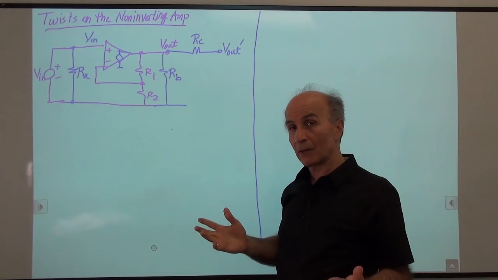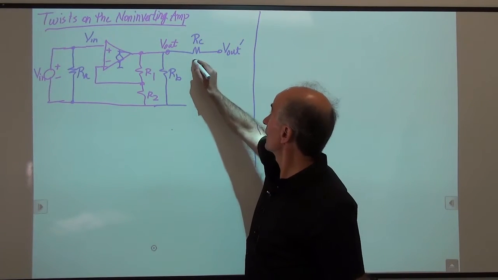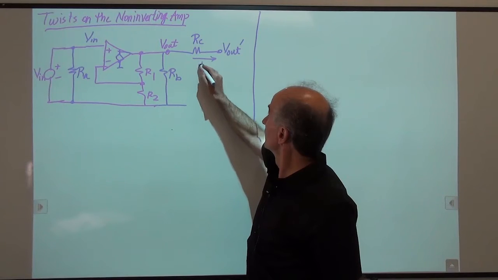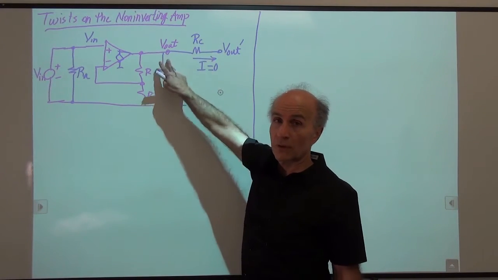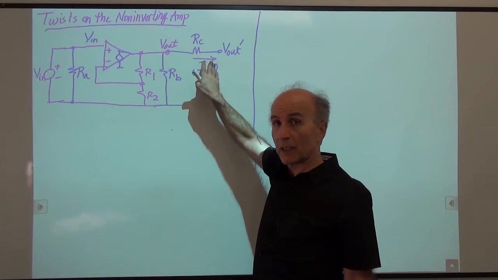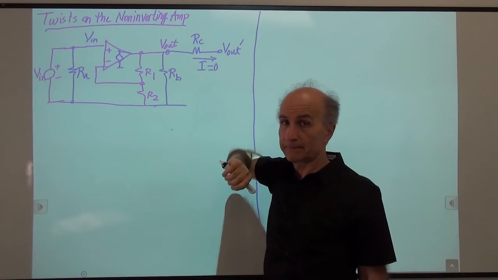It's the same thing as V out. Why? Because there's no current this way, right? So this current is 0. If this current is 0, this voltage drop is 0, so these two voltages are equal. So V out prime is the same as V out.